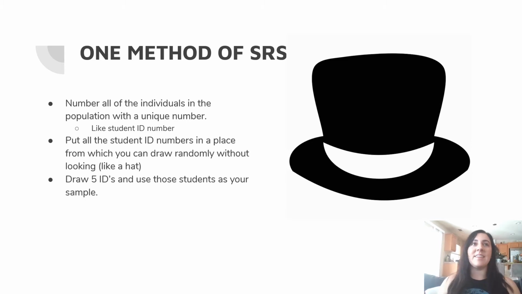This is probably the easiest method, and we've all done this. We all did this in elementary school sometimes when there was a drawing or anything like that. It's the whole pick a number or a name out of the hat situation. So what you do in this method is you number all the individuals in your population with a unique number.